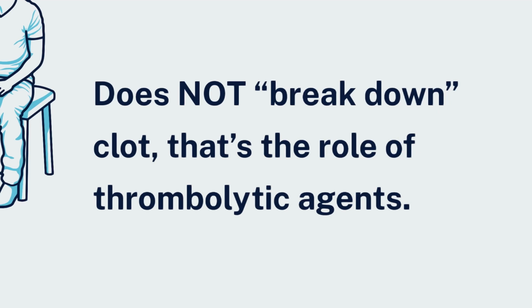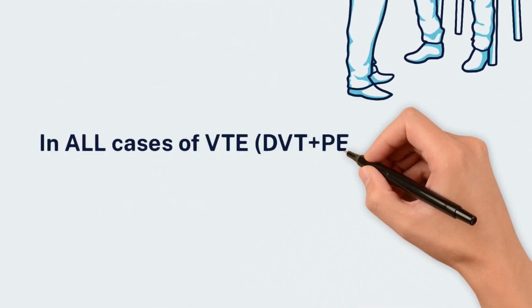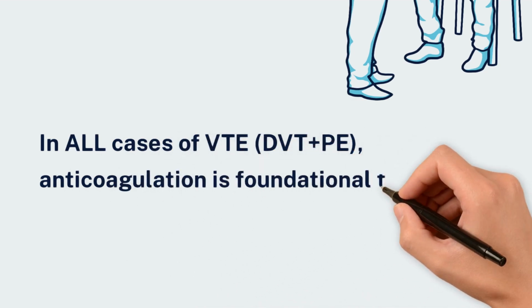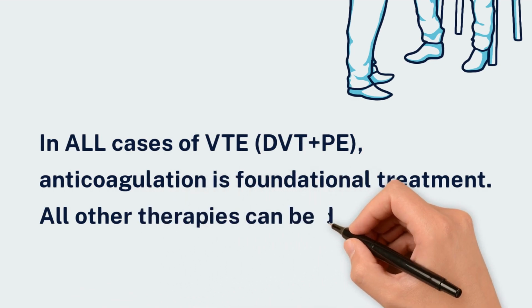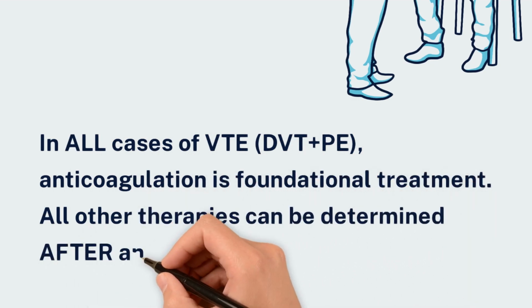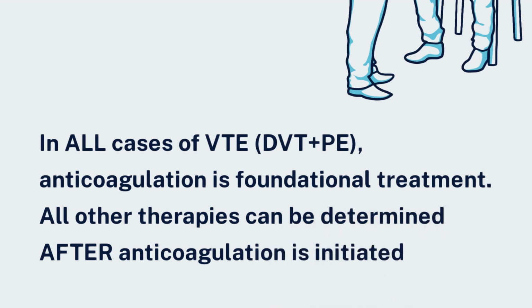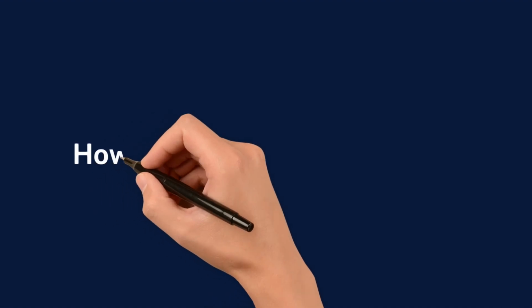Instead, the anticoagulant is really about preventing new clot from forming, so that the body's natural activity for dissolving clots can proceed. Now, in all cases of venous thromboembolism, whether it's a deep vein thrombosis or a pulmonary embolism, anticoagulation really is foundational. That must be started right away. Then you can start to determine if patients are going to need additional or more advanced therapies after it. But rapid initiation of anticoagulation is one of the most important things you can do for a patient who has a DVT or a pulmonary embolism.